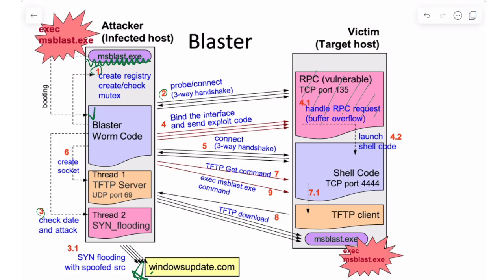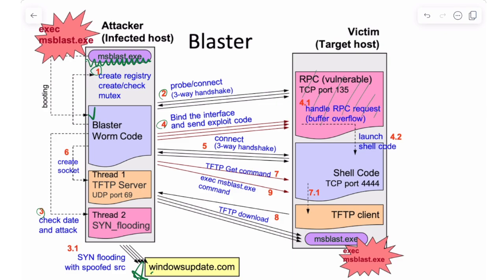And step number 4, after the blaster worm code at left-hand side connected to the right-hand side, the vulnerable RPC services, and then the blaster worm code will send a specific packet to the RPC service. Okay, but that specific packet will trigger the vulnerability of the RPC service.